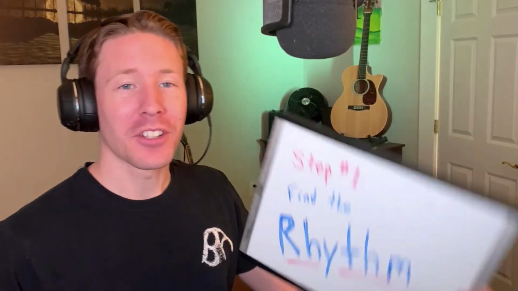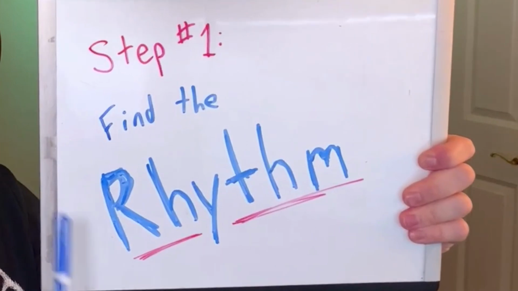I'll teach you a 3-step process that happens inside an off-the-top freestyle rapper's head. And if you want to follow along with me, I recommend you grab a pen and a piece of paper because, ironically enough, the fastest way to learn how to freestyle rap is actually by writing some stuff down. So once you've got your pen and your paper out, we're going to start with step 1, find the rhythm.